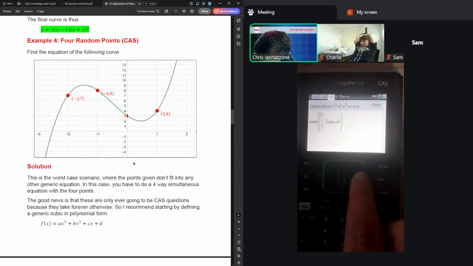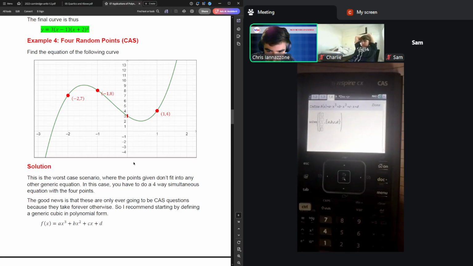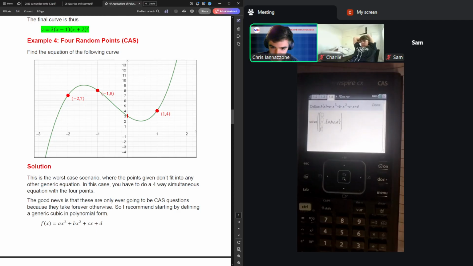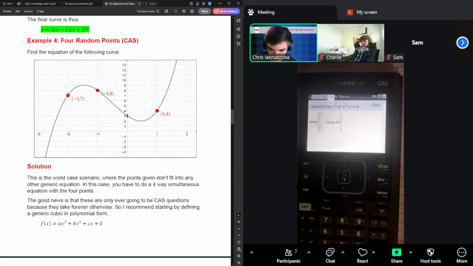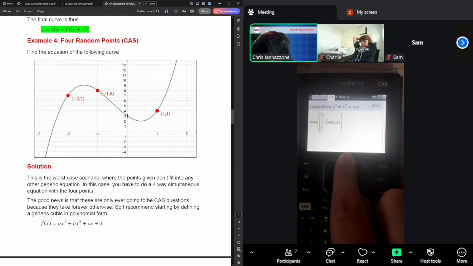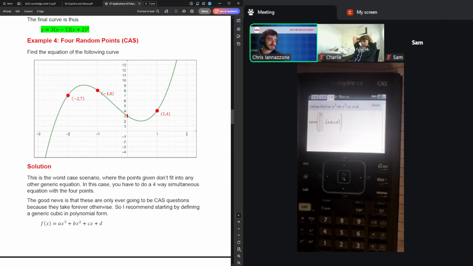For those wondering how I got that, you can just Control-C, Control-V, or Control-X. All of that works on the CAS. How does it help by defining the function beforehand? You'll see right away. So we've got a whole bunch of points on our graph.